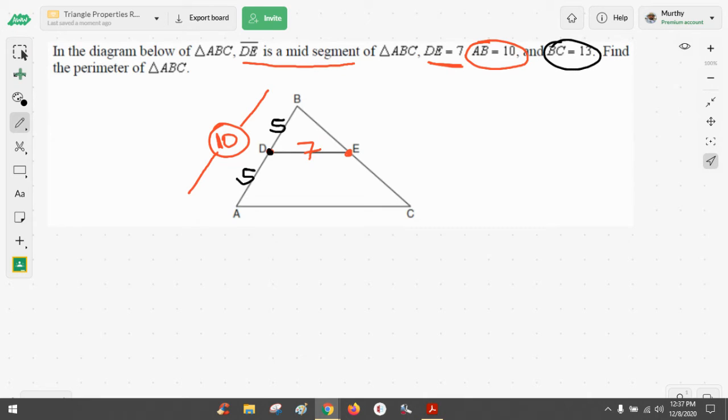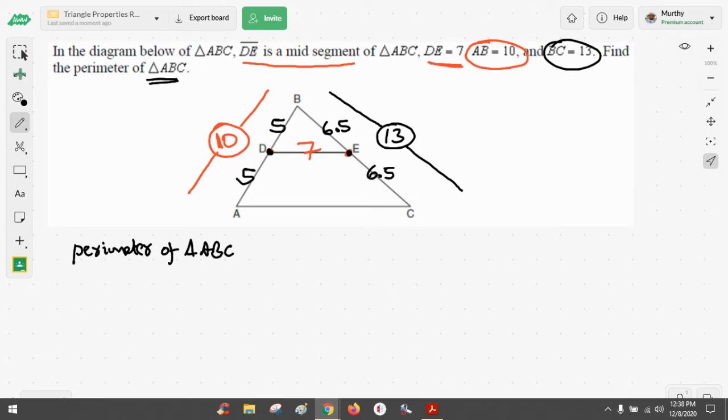BC is 13 units. Therefore, E is the midpoint means this is half of 13, so 6.5 and 6.5. The question is find the perimeter of triangle ABC. Please remember, perimeter means the total length of the boundary line.